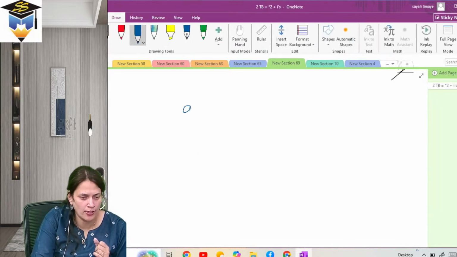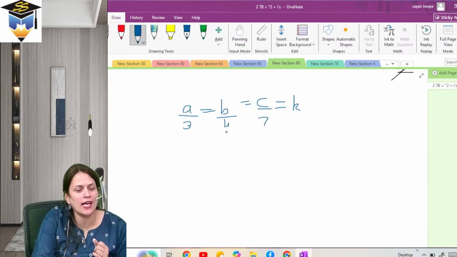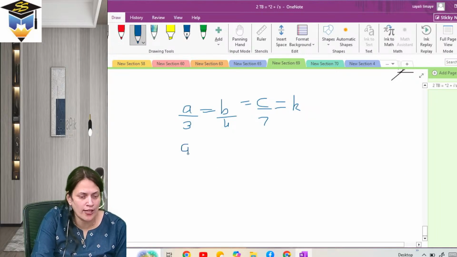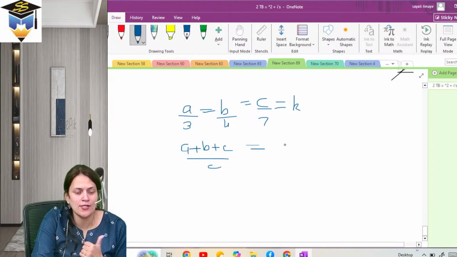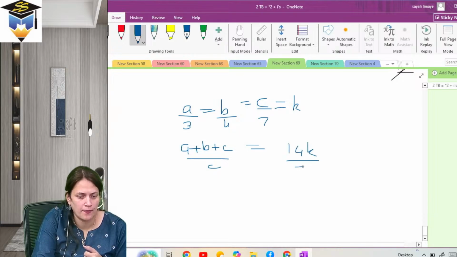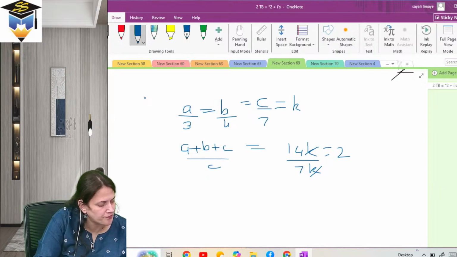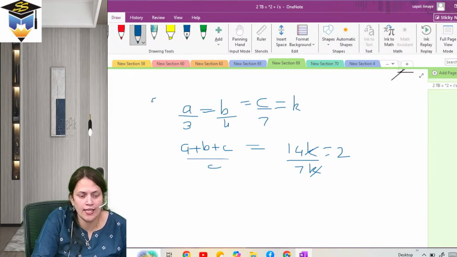So A upon 3 is equal to B upon 4 is equal to C upon 7. Let this all be equal to k. So the value of A we substitute as 3k, the value of B is 4k, the value of C is 7k. So they have told us to find out A plus B plus C upon C. Okay, so substitute the values. So 3k plus 4k plus 7k comes out to be equal to 14k upon 7k. Answer is 2. So that is option C for question number 9.